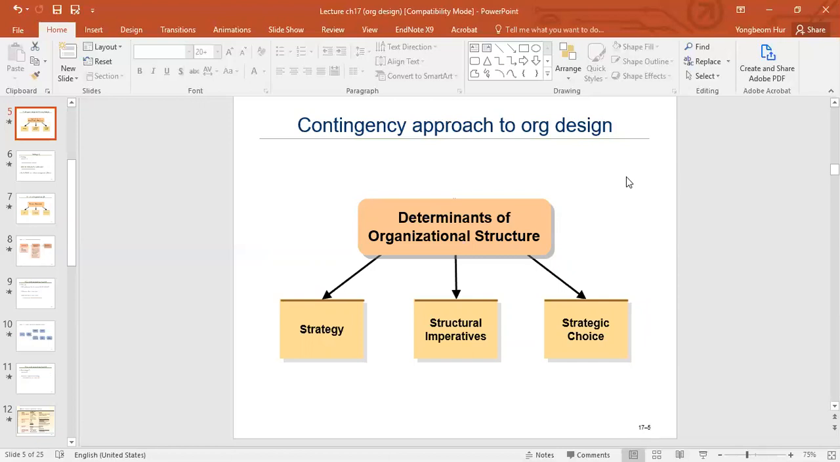Okay, as Hal Rainey argued in his book, which contains the chapters you are supposed to read, public organizations may be doing their best in their own environment, in their own contingencies. So we may need to be more generous in understanding public organizations once we understand the reason behind their structures.